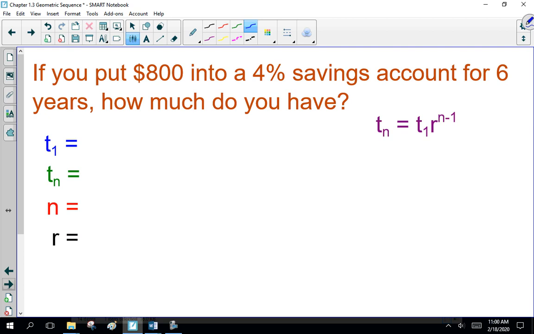For those of you at home, I don't know if the microphone is quite sensitive enough, but one gentleman pointed out T1, you're putting in $800. Oh, sorry, color code. Now, the n is 6 years. Now, two things. We don't know the final amount, and we don't have the rate yet.